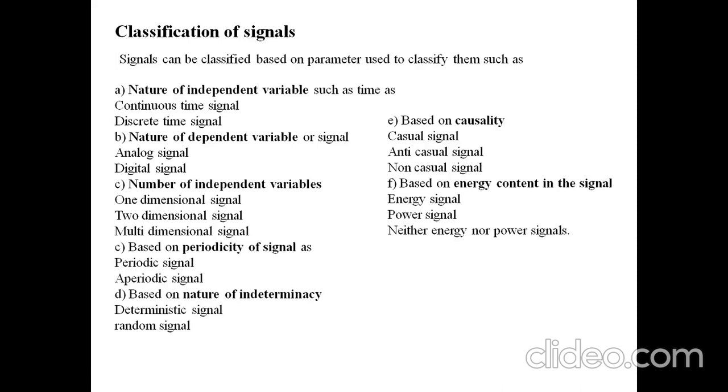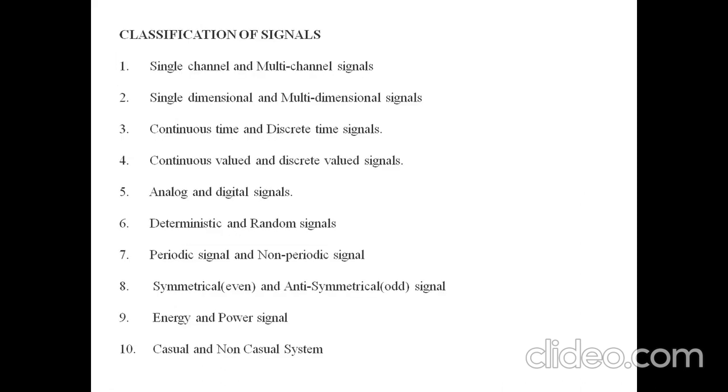And the last parameter is based on energy content in the signal. The signals based on energy content are energy signal, power signal, and neither energy nor power signal. So these signals come under this category. Now, to go through these classifications, we consider these categories. With these categories, we explain the classification of all signals.